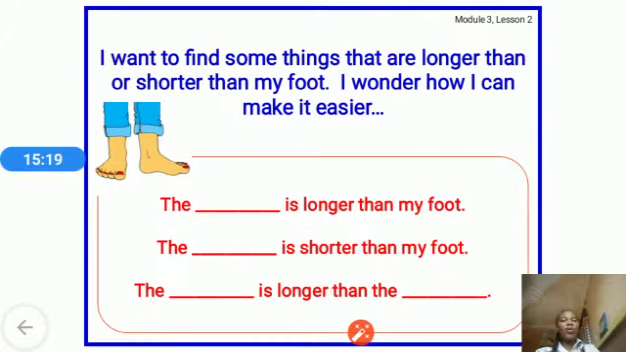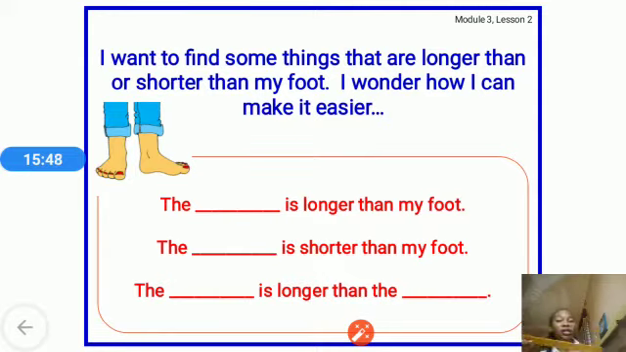Yes, I want to find some things that are longer than or shorter than my foot. I wonder how I can make it easier. Yes, I have to look around. Here I have my ruler and my marker. I'm going to make use of my marker and my ruler.